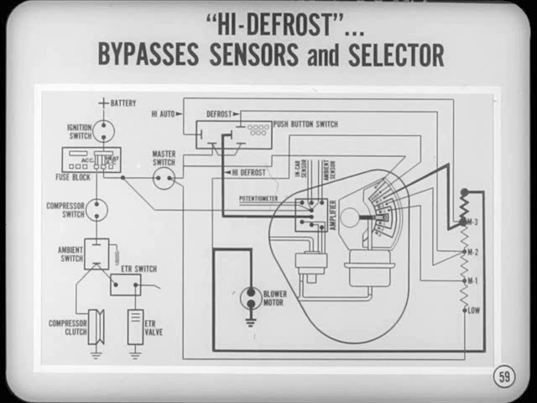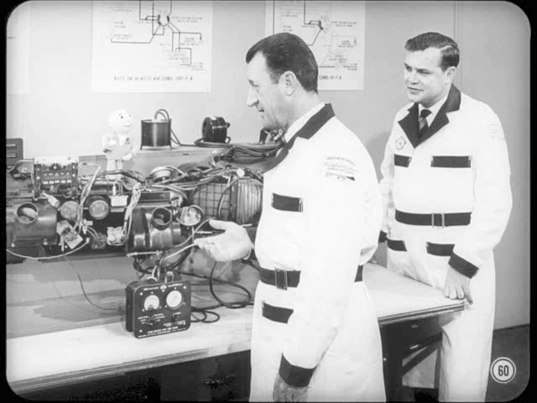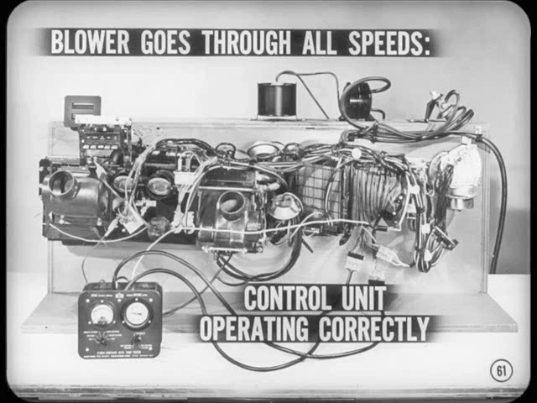Now, Bob, there are some other components that can give some symptoms that might be mistaken for sensor or control unit problems. How about telling us about them? Sure thing, Tech, but there's one thing that should tell you if it's another unit. If the blower goes through all the speeds during the test we've just covered, you can be pretty sure that the control unit is operating correctly.